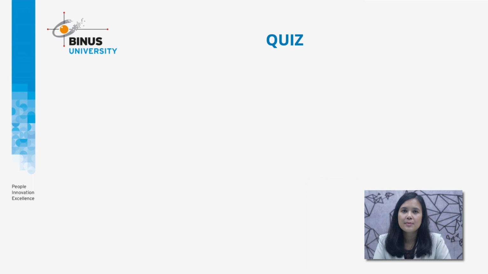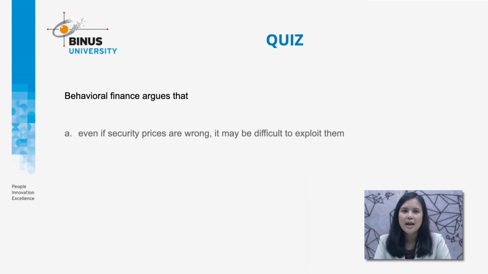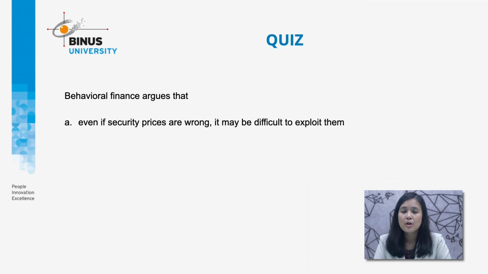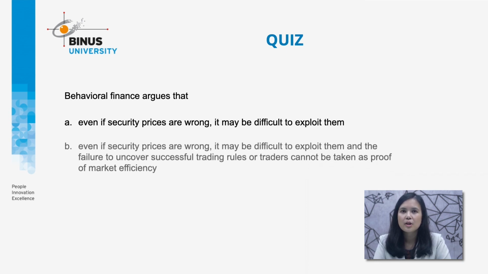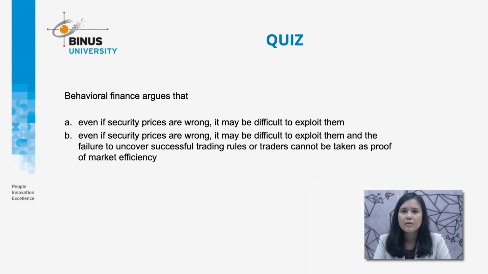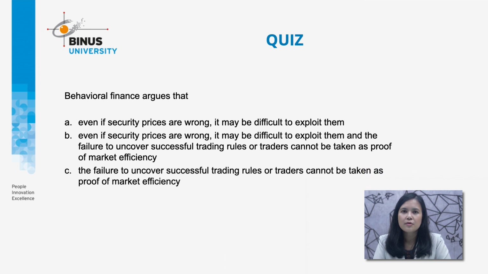Let's have a quiz for this material. Behavioral finance argues that: A. Even if security prices are wrong, it may be difficult to exploit them. B. Even if security prices are wrong, it may be difficult to exploit them, and the failure to uncover successful trading rules or traders cannot be taken as proof of market efficiency. C. The failure to uncover successful trading rules or traders cannot be taken as proof of market efficiency. And D. Investors are rational.